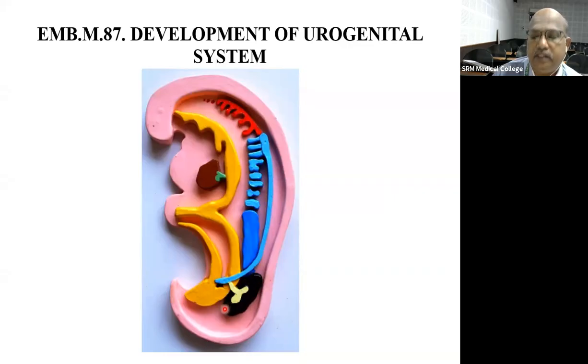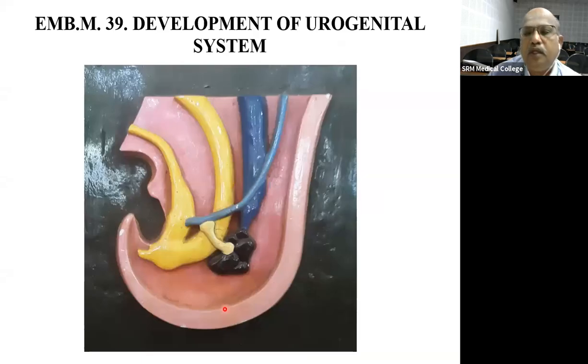Same model, next stage. Same model, only that the caudal length we are showing here. So this is the site of the urorectal septum, dividing the endodermal cloaca into the primitive urogenital sinus in front and the primitive rectum behind. So this is the site of the urorectal septum. What is the remnant of the urorectal septum in adult?